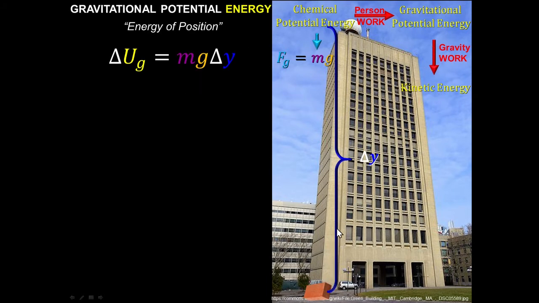Just like we said, the work we did on it equaled the change in energy. And this is the equation to calculate gravitational potential energy. We let U represent potential energy. And I know you don't like that. It seems like P or E would be better.